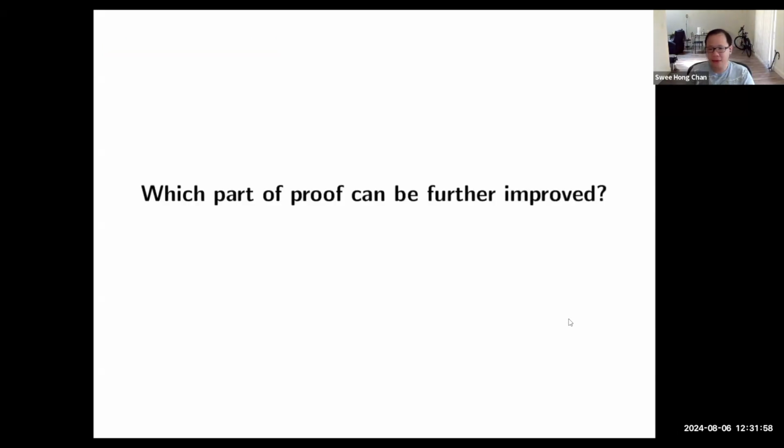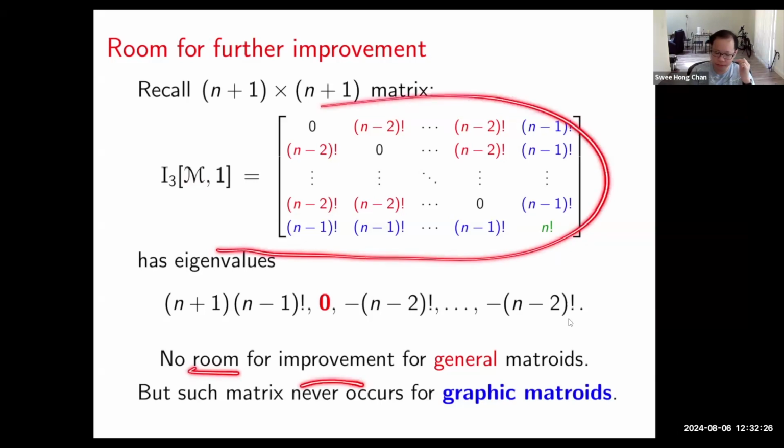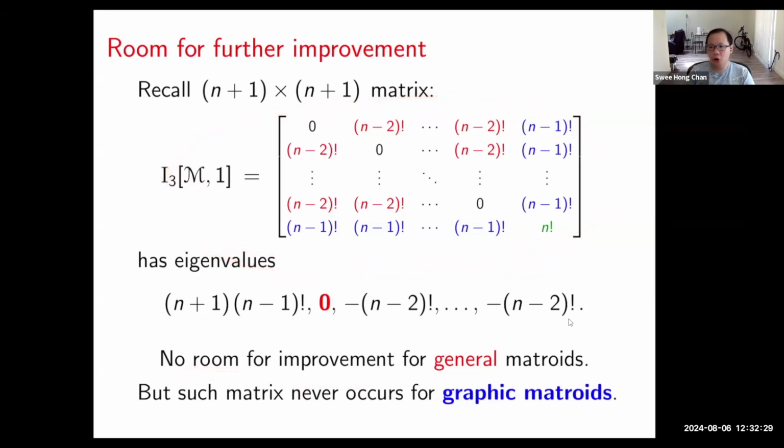Okay. And now let me just mention quickly how this part of the proof can be improved. Previously, we improved this by changing the matrix I2 to I3. And you notice that this thing already has an eigenvalue 0, right? So this intuitively is clear: there's no room for improvement anymore for this matrix. So you should not expect that you can prove a stronger version than Mason 3.